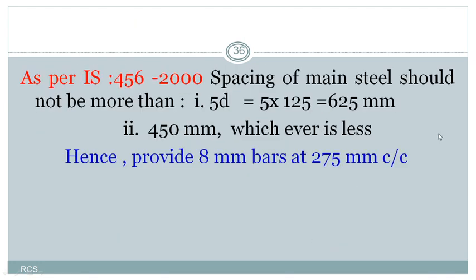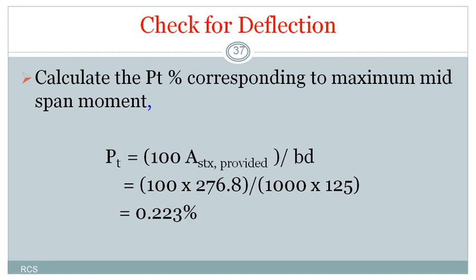But according to the code, the spacing to be maintained is 5d, that is equal to 625. Another condition is 450 mm, whichever is less. But we have 279, 625 and 450. The minimum of these values will be used. So hence provide 8 mm bars at 275 mm center to center. So this is all about the design process.